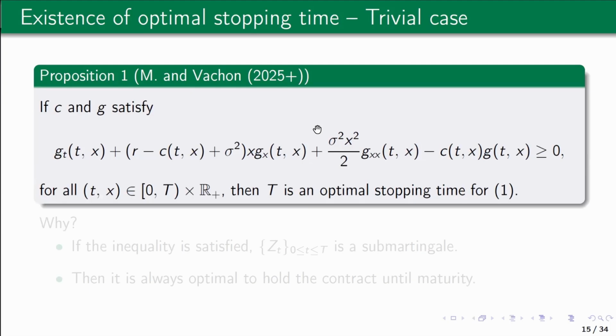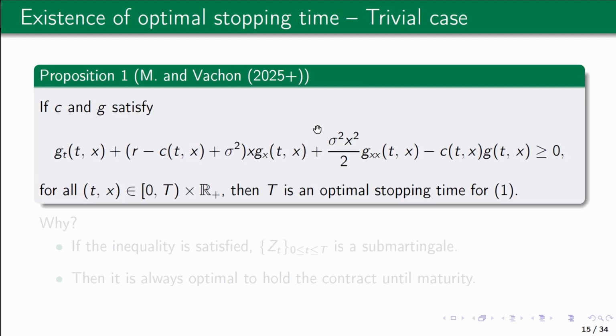And so now I'm going to do an aside for people that know a bit more finance. When an American call option is written on a stock that pays no dividends, the optimal stopping time is always maturity. Basically, the American option has the same value as the European option. What we have here is similar. When this pretty complicated partial differential inequality is satisfied for all t and x in our domain, then T is an optimal stopping time. So holding on to the contract until maturity is an optimal way of acting, and we actually show later that it is the unique optimal stopping time.